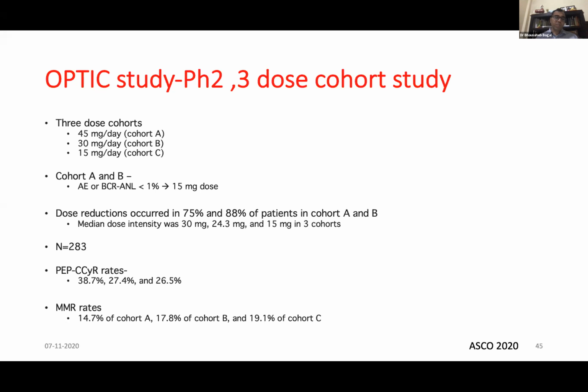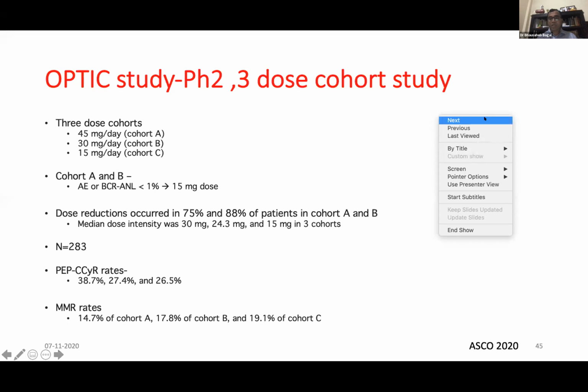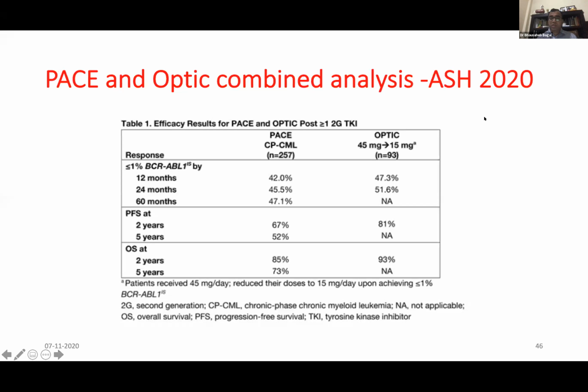This is a fairly large sample size of roughly 300, and you have a complete cytogenetic response rate of roughly 30 to 40% in this population. And the MMR rate in the 3 cohorts is roughly 15 to 20%. So what this tells you is that though the drug is toxic, dosing is probably something we have to work on. And this is one important message if you want to use ponatinib in your clinical practice.